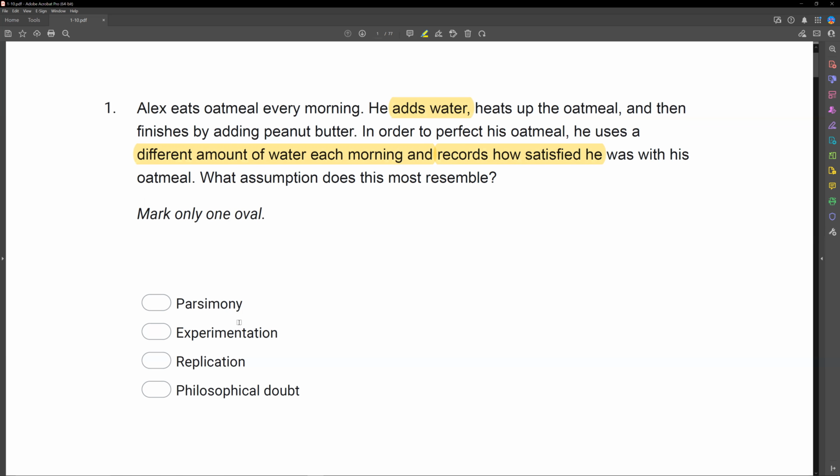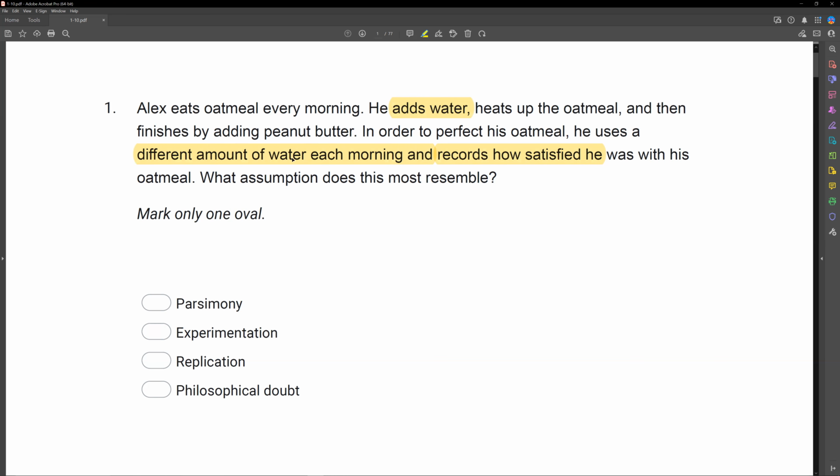So C, replication. Well, nobody's replicated this yet, right? Alex is not replicating. He's manipulating the variables. If Alex finishes up this experiment and his wife comes in and says, well, she wants to do the same thing, that's replication. And then D, philosophical doubt. So if Alex finishes his experiment and his wife comes in and says, well, I don't think your findings were right, or I doubt that's the correct amount of water, that's philosophical doubt.